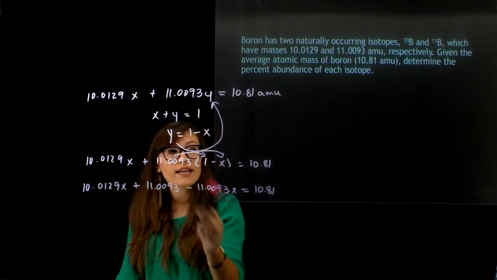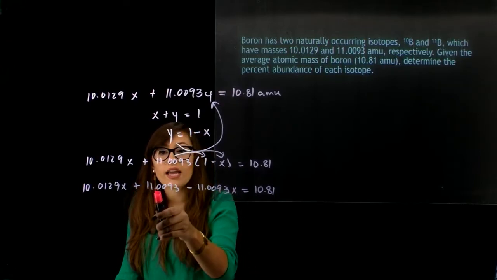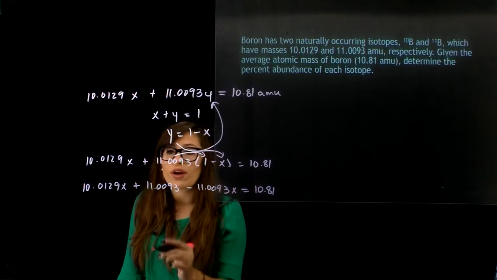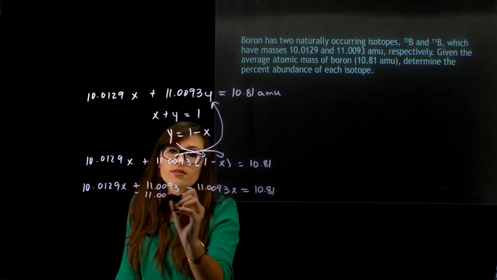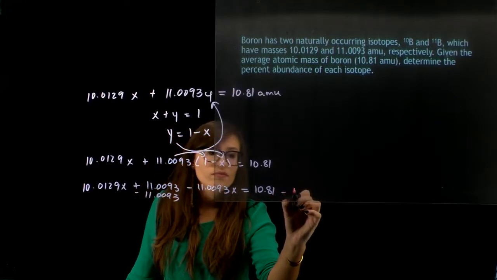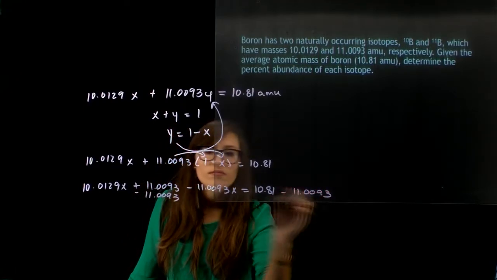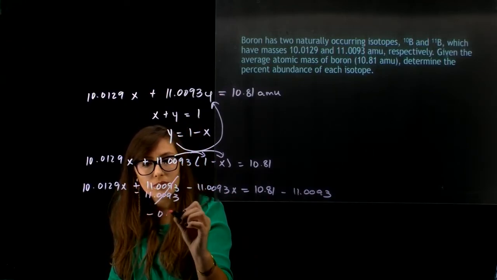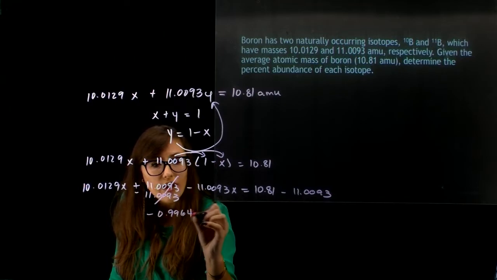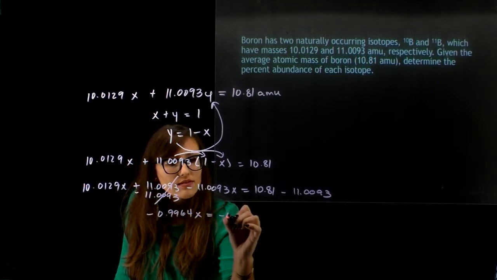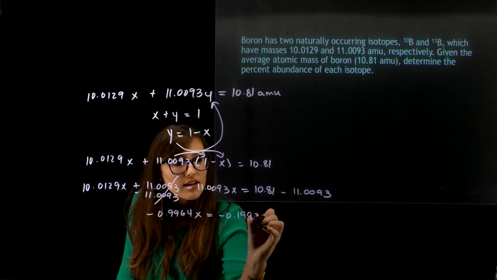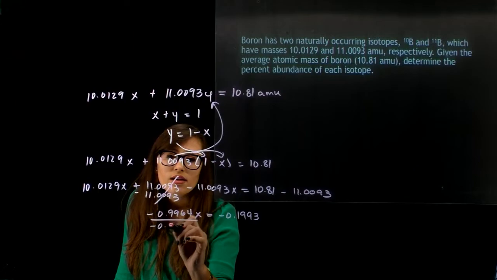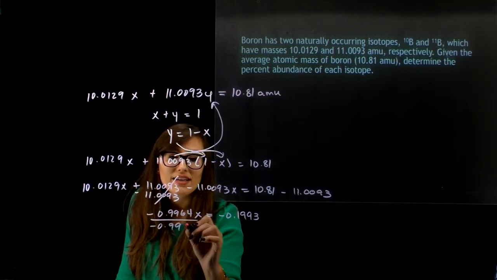Let's go ahead and combine our like variables and transfer, and also remove everything that doesn't have an x to the other side of the equation. So we're going to subtract this to the other side of the equation. Then we're going to combine these two like terms. We end up getting negative 0.9964x is equal to negative 0.1993. Now we solve for x, so we divide each side by negative 0.9964.